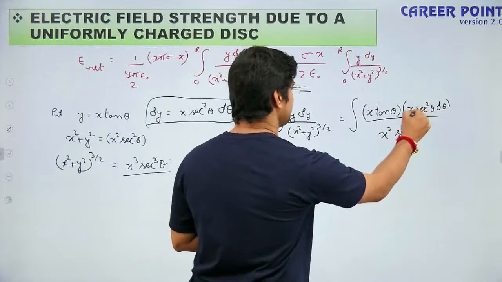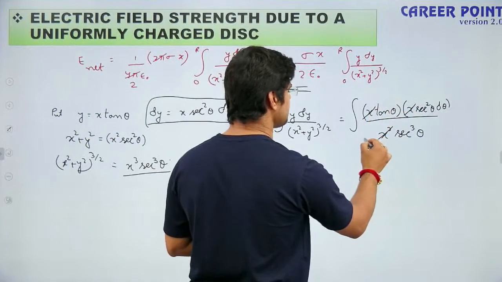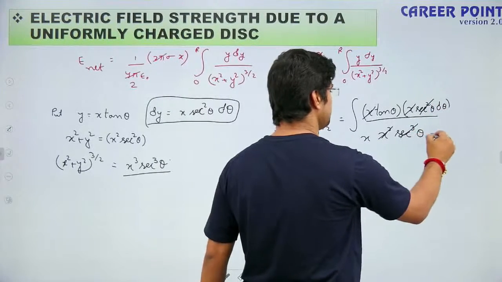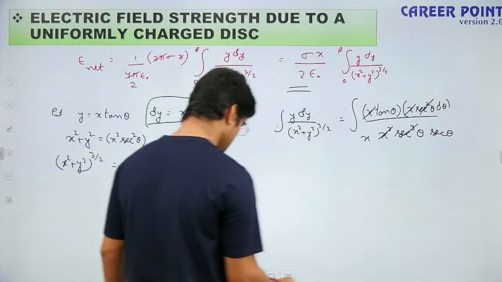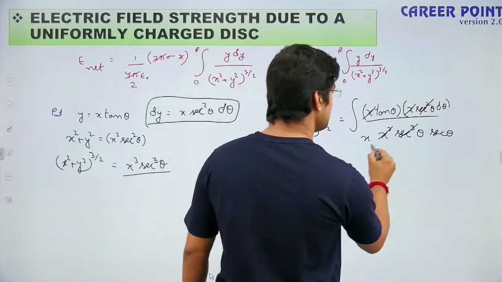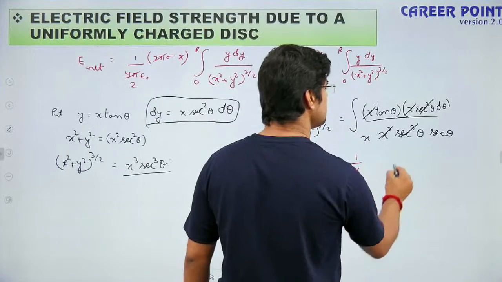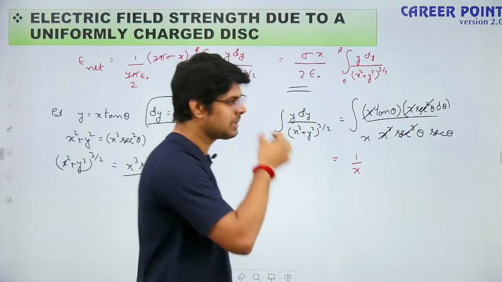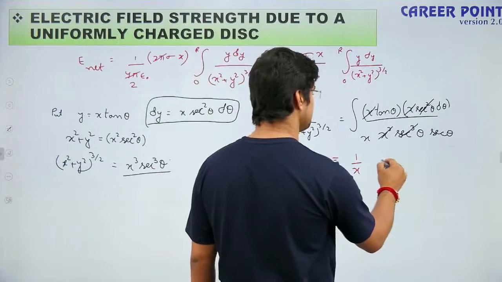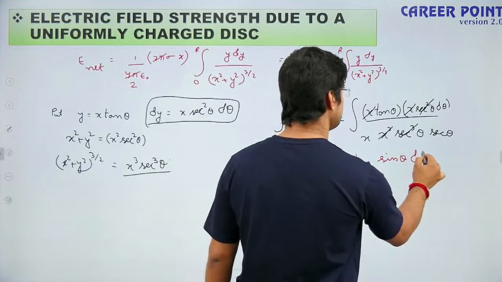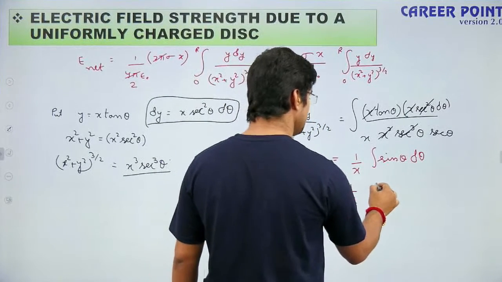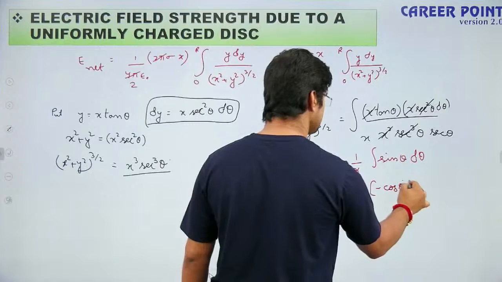Now x and x we can cancel by x cube, and only one x will be remaining. Sec square theta, I can cancel and only one sec theta will be remaining. So from this expression we are getting 1 upon x as it is. Tan theta upon sec theta will give us how much? Sin theta by cos theta upon sec theta, 1 by cos theta. So you can say sin theta d theta is the remaining expression. Integration of sin theta will be 1 upon x into integration of sin theta, which is minus cos theta.